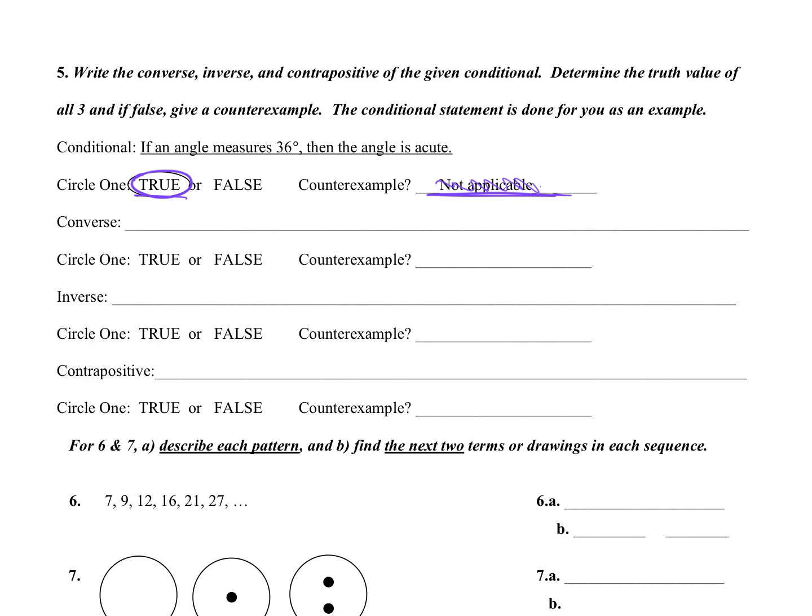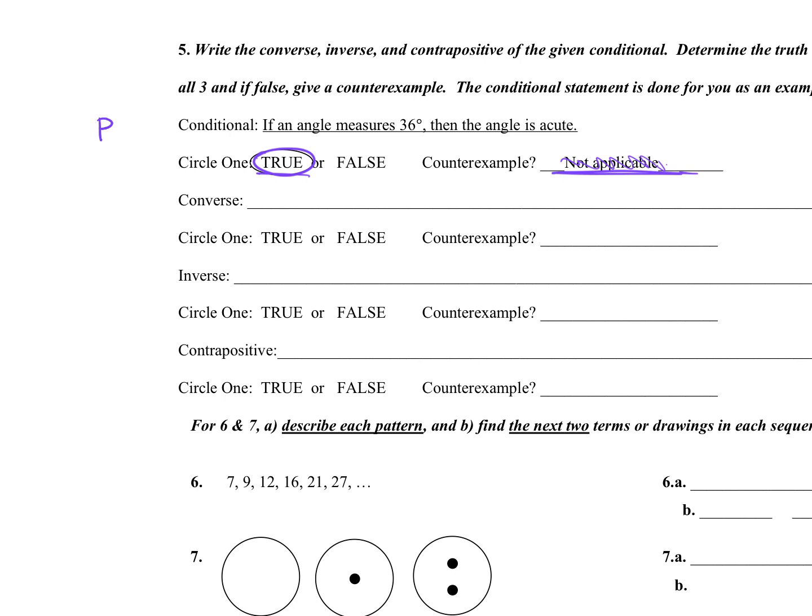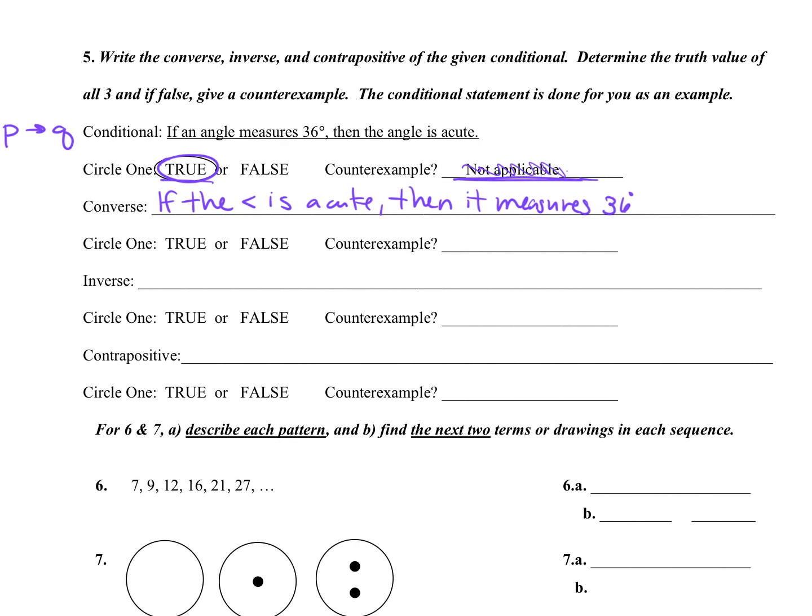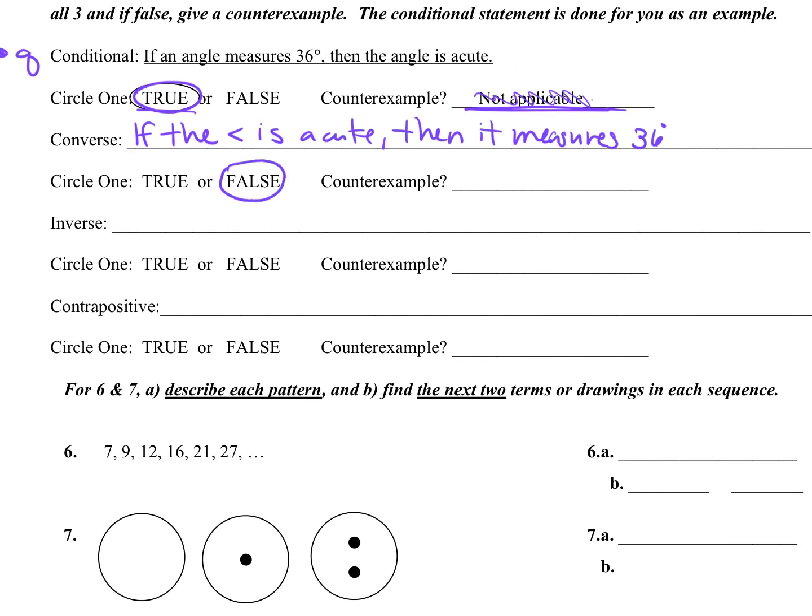What is the converse? Remember, the conditional is if P, then Q. What's the converse to that? If the angle is acute, then it measures 36 degrees. And why is that not right? Because 46 degrees is also acute. Right, so we're going to say that's false, and then you just pick an angle measure that is acute, right? Makes the first part true, 47, but makes the second part false.